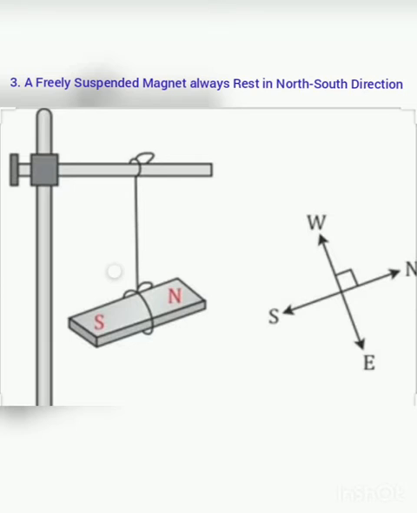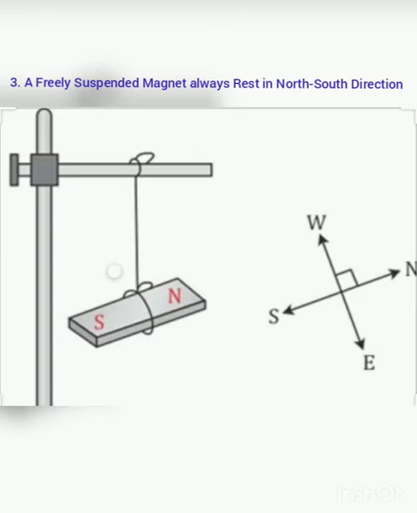We use this property in the compass to find direction. The north pole of a freely suspended magnet points towards the north direction and its south pole points towards the south direction. Clear? Let's do an activity to show that the magnet always rests in the north-south direction.